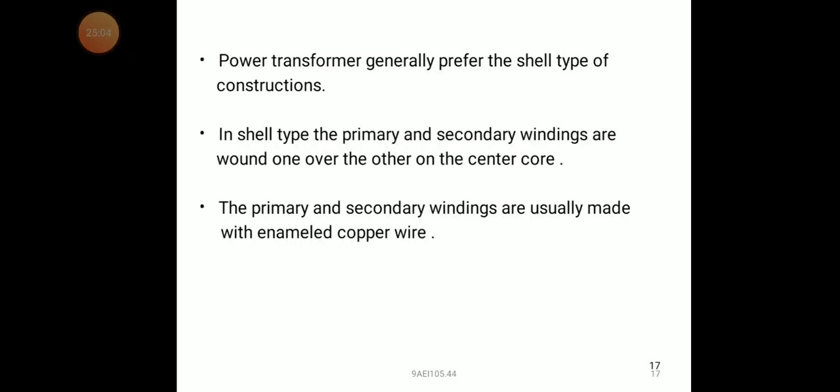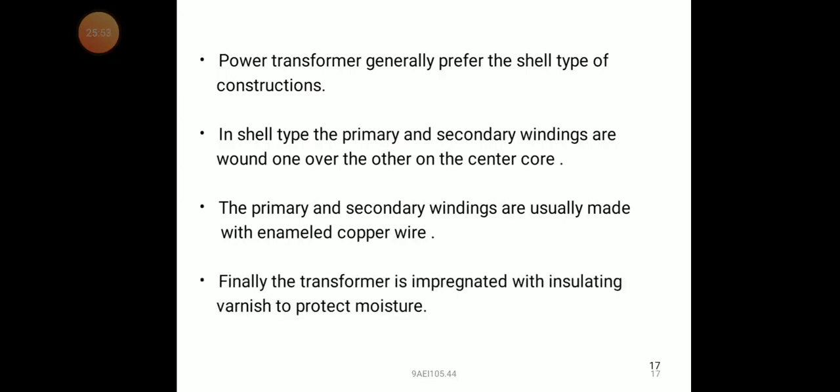In shell type, the primary and secondary windings are wound one over the other on the center core. You can see that in the shell type, the cores are within the frame. The two windings are wound one over the other on the center core. The primary and secondary windings are usually made with enameled copper wire.